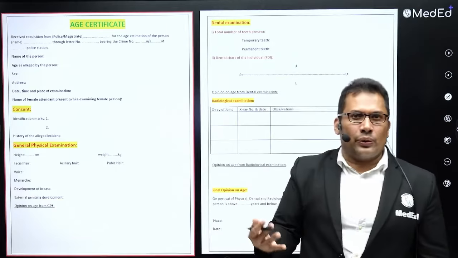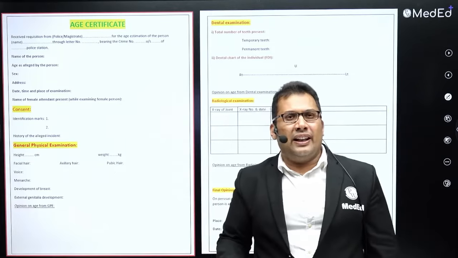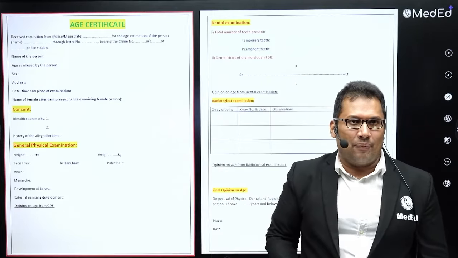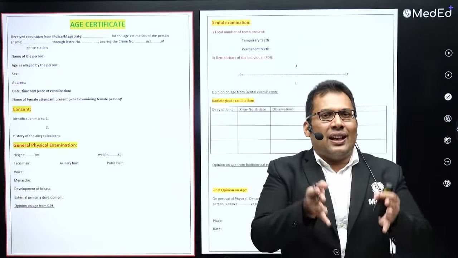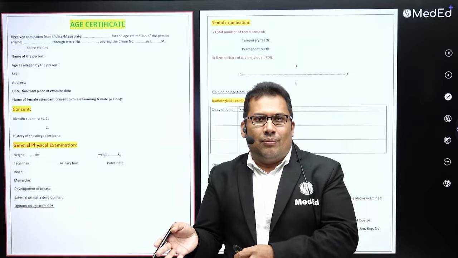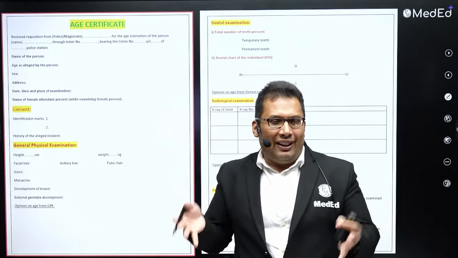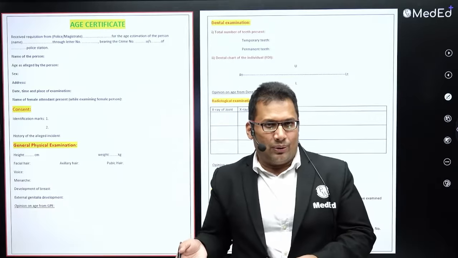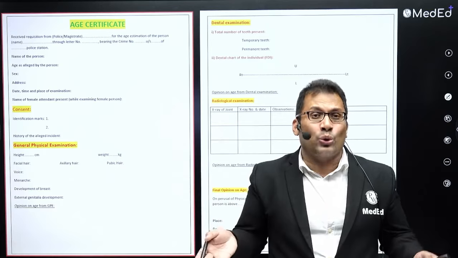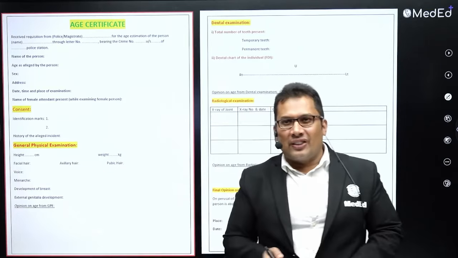They can ask you the question, what are the indications of age estimation in forensic medicine? There are two common indications. One is when a juvenile is involved in crime, age estimation is needed, or in victim examination, accused examination, especially in case of rape. One more example is POCSO, Protection of Children from Sexual Offences.